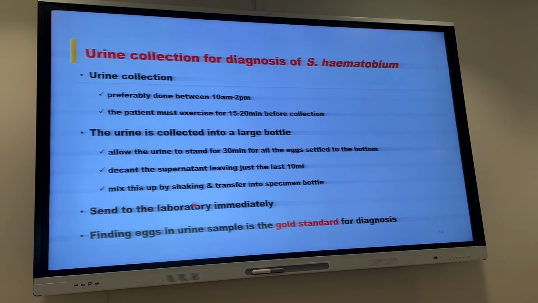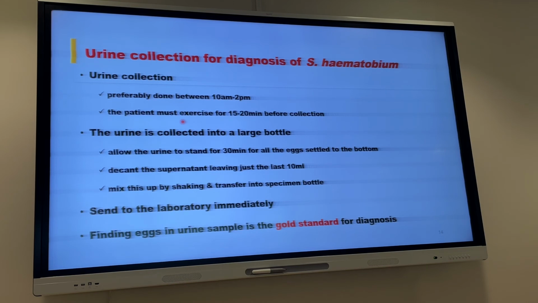We said urine microscopy is our best approach. Do you just send any type of urine? The answer is no. Preferably, you want a urine that is collected about the time when you have maximal excretion of the eggs. Okay? So this is to increase your chances of making a diagnosis. So the urine collection should be between 10 a.m. to 2 p.m.